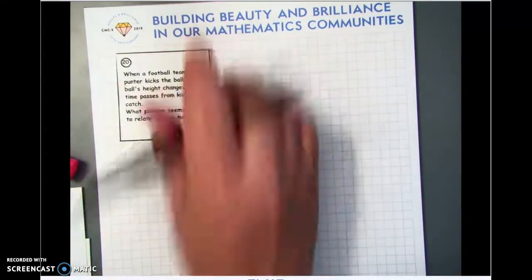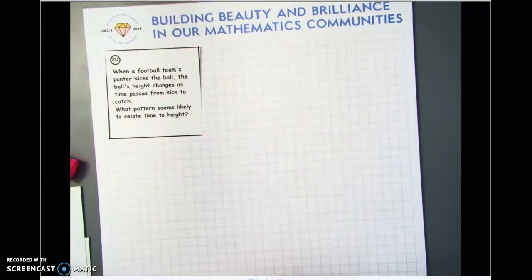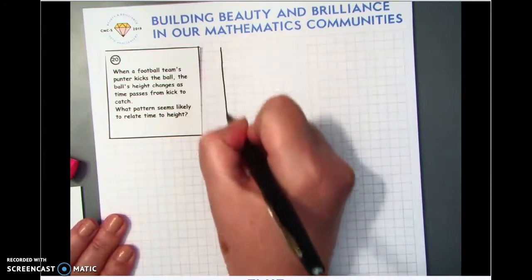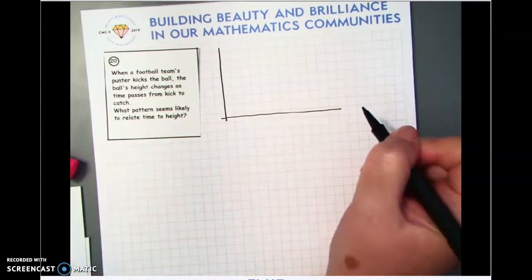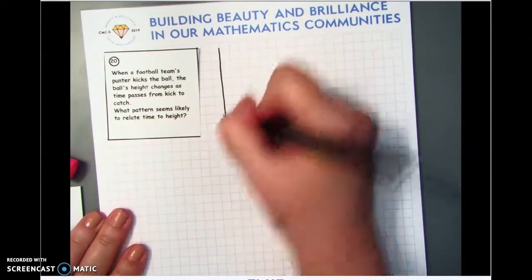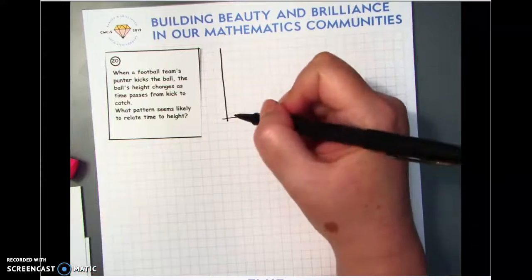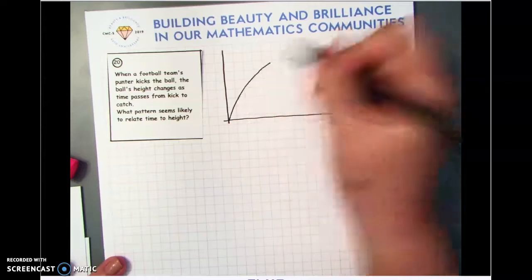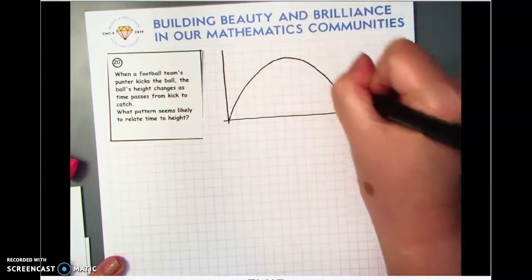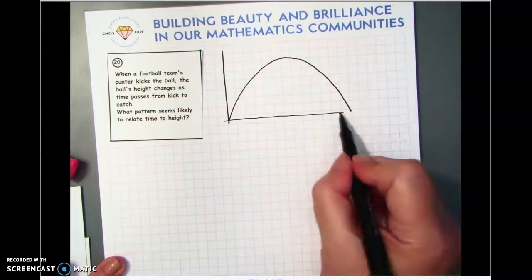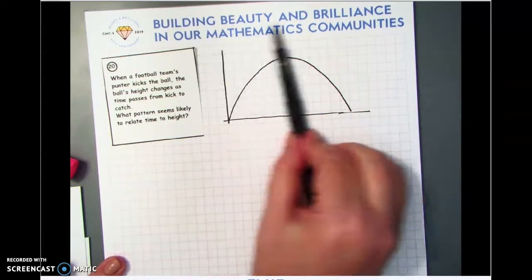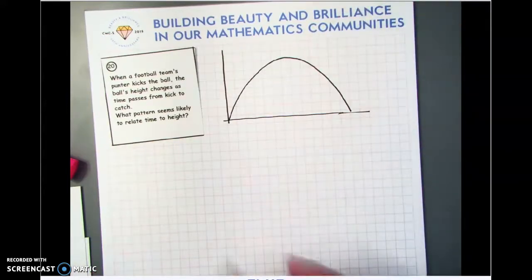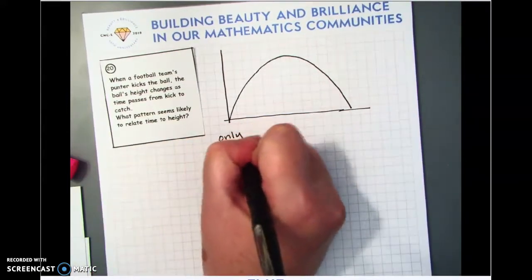When we talk about number 20, it says when a football team's punter kicks the ball, the height changes as time passes from the kick to the catch. So it says what pattern seems likely to relate time to height. So we're going to assume that they're talking about when he kicks it from the ground. As time goes up, it's going to start up. And then as time passes, it's going to come back down. And so that means that it does pass the vertical line test, but it does not pass the horizontal line test. And so this one would be only 1.